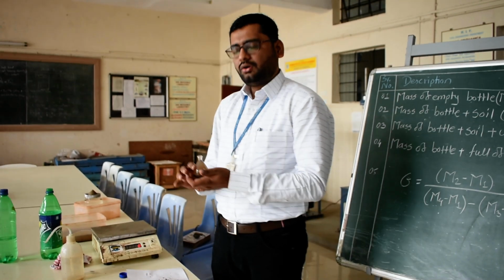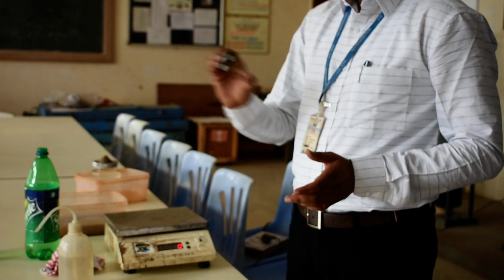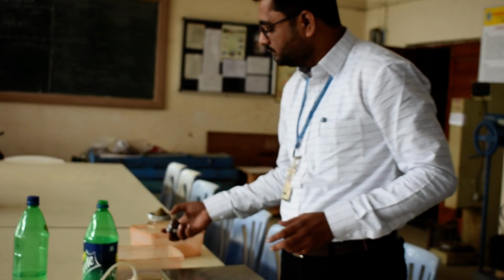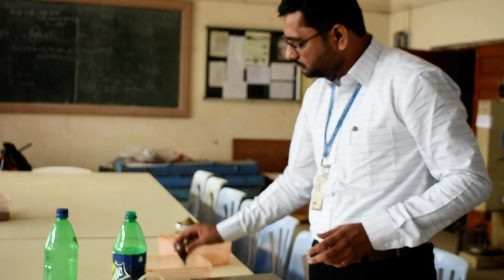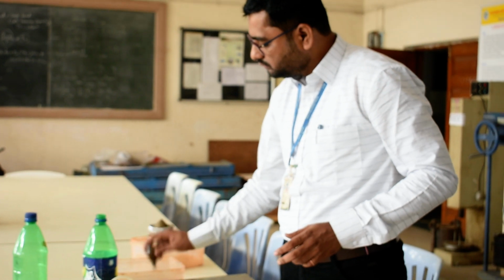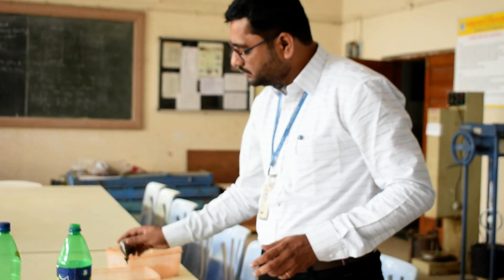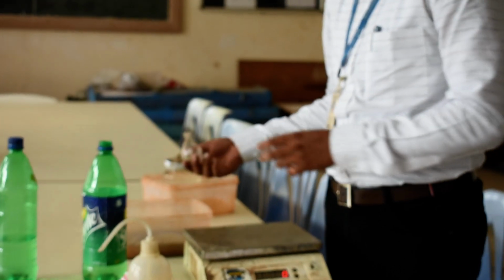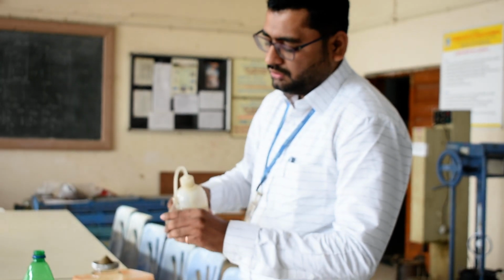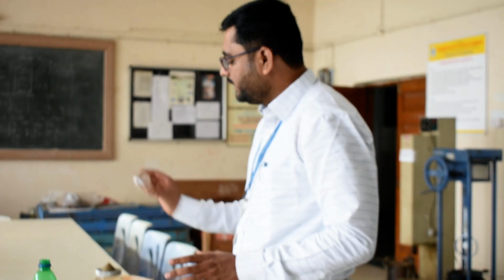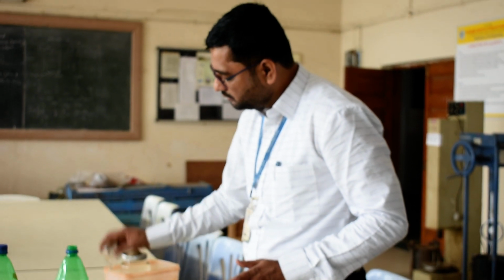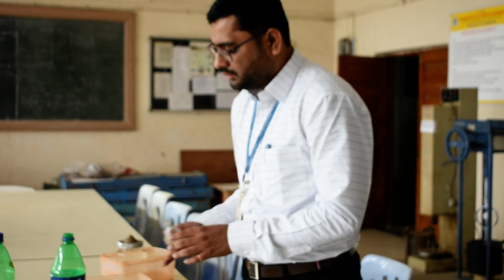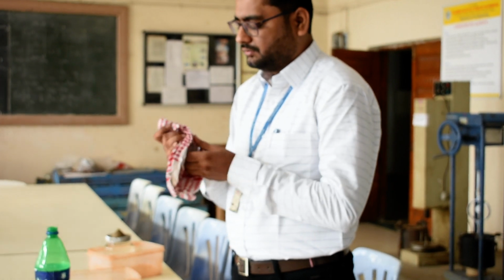So once we take the third observation, what we have to do? Again we have to remove all the soil and water from the bottle like this. Make it clean by adding some additional water into the bottle so that every soil particle gets cleared. Now clear it with the help of this cotton.